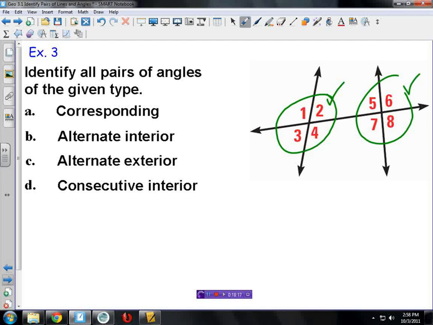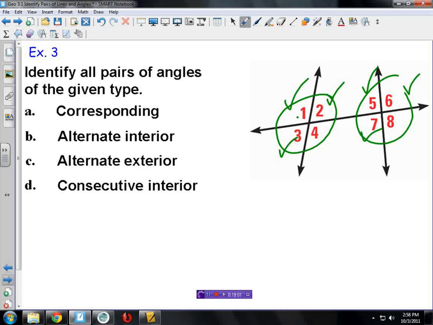Okay, Darren, give me another pair. 3 and 7. Good, those are both lower lefts. Dylan, give me another pair. So we'll go with 5, but we can't pair it from the same side, right? So we need to pair 5 with one of the ones over here. Try again. 5, 1. Top left corner. Okay, that's corresponding.